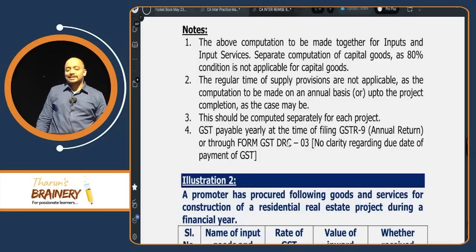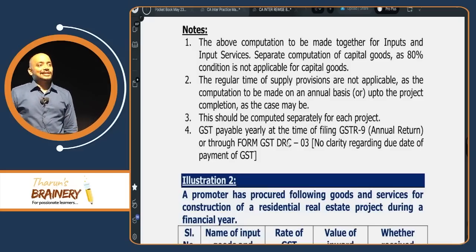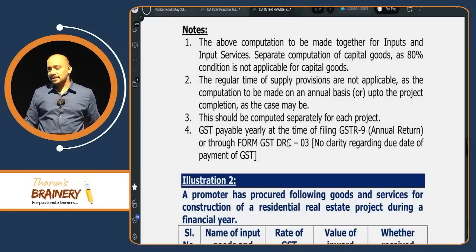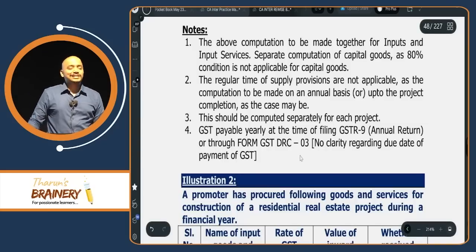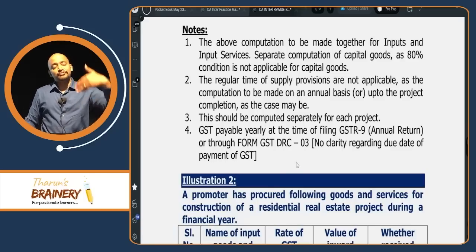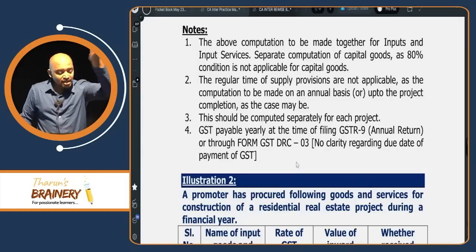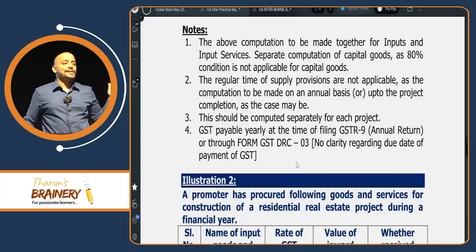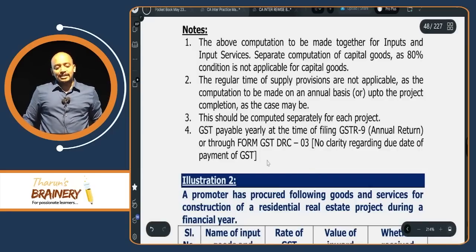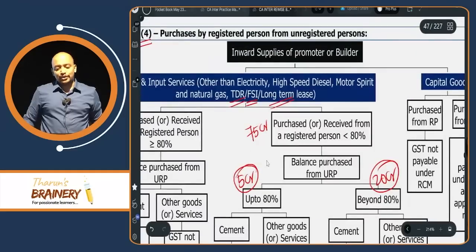GST is payable yearly at the time of filing GSTR 9 or through DRC 3. At the time of filing the annual return we need to pay this, or through DRC 3. DRC 3 is one document through which we can make the payment of taxes without filing 3B. So through 3B also we can pay tax. Suppose you don't want to wait till 3B, if you want to pay tax now itself, you can pay through DRC 3. And these are the points with respect to 9.4.